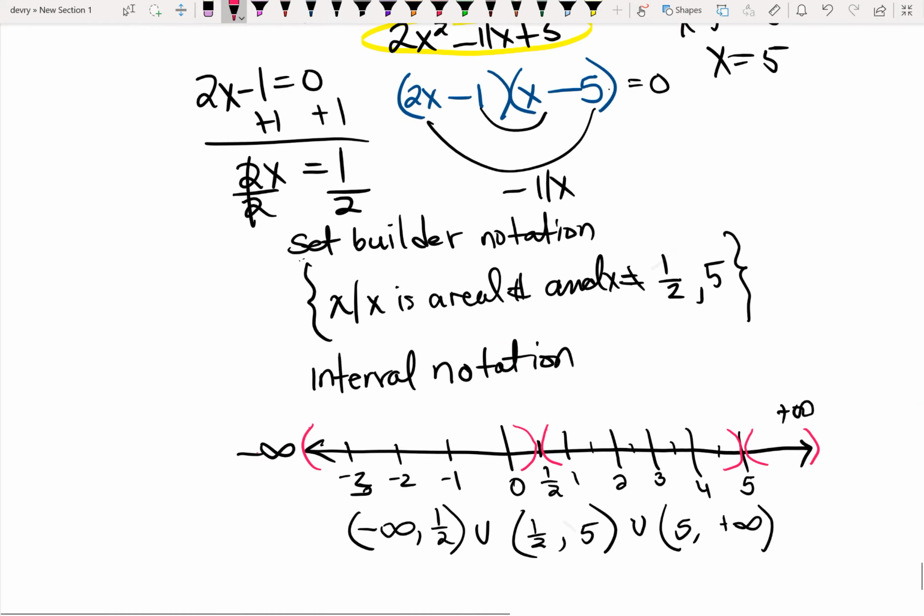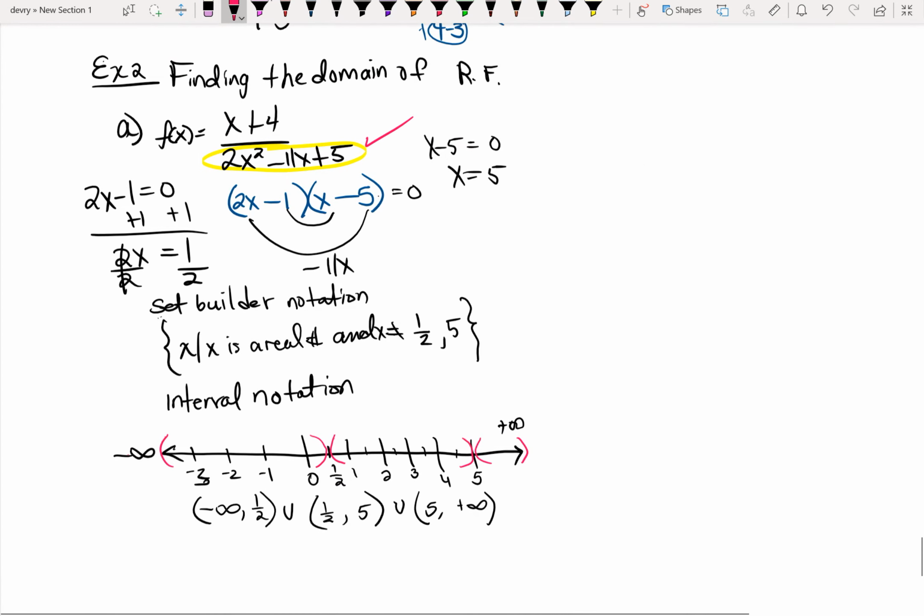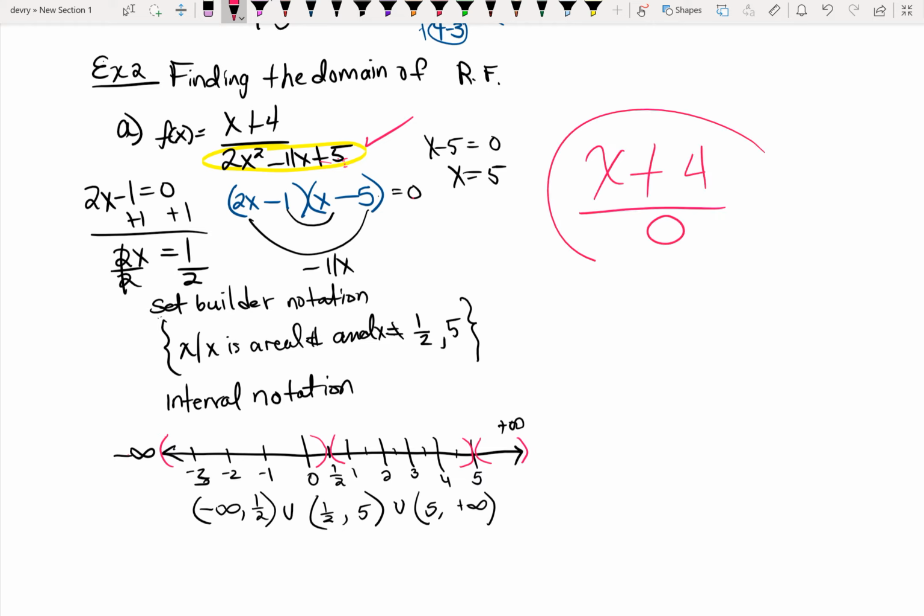So notice that I focused strictly on this denominator, factored it, and when you factored it, you find the actual values that make it equal to 0, which we do not want because it is a denominator. If I had x plus 4 over 0, then all of this would be undefined. Okay? Alright.